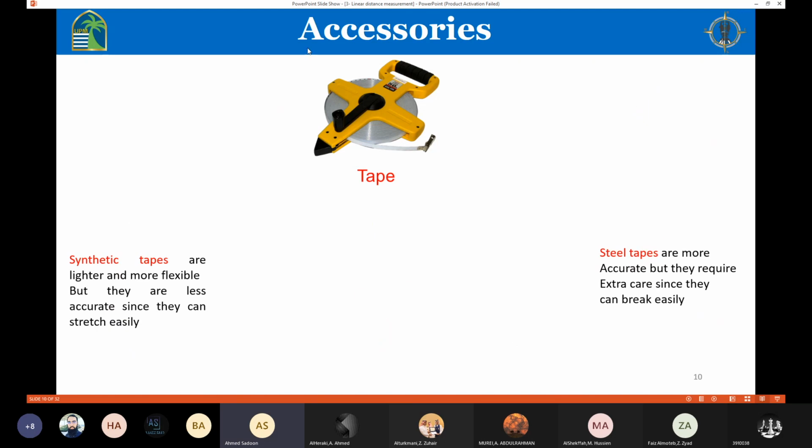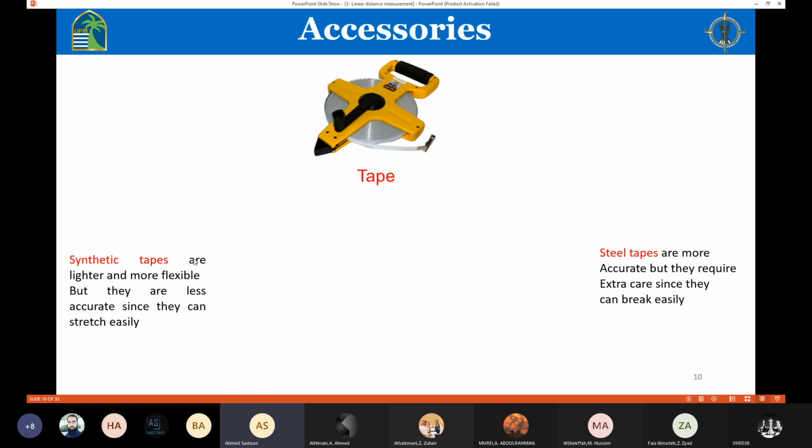First, let's start with the tape. We have synthetic tapes and we have steel tapes. The synthetic tapes are lighter and more flexible, but we have a problem with the synthetic tapes. They are less accurate than the steel tapes because they can stretch easily. When we get to the site, you will notice this difference. On the other hand, we have the steel tapes.